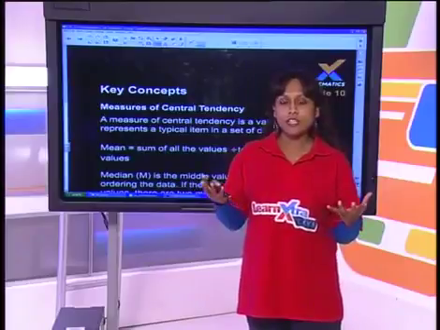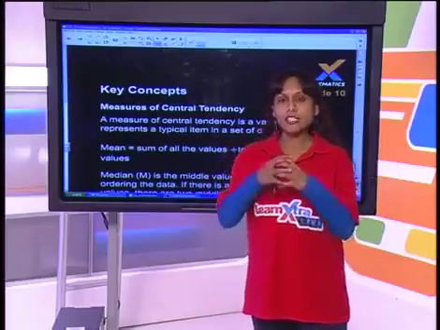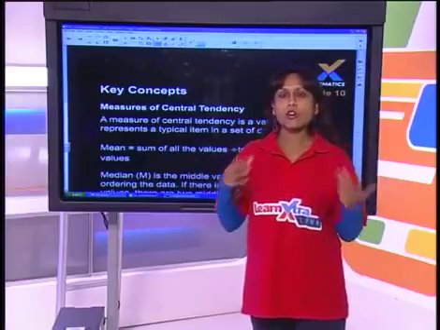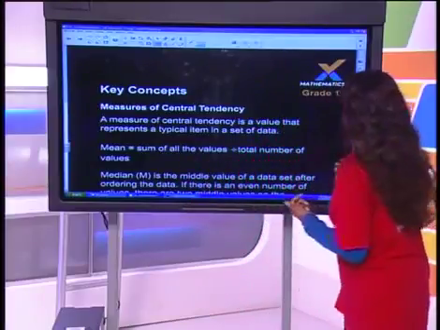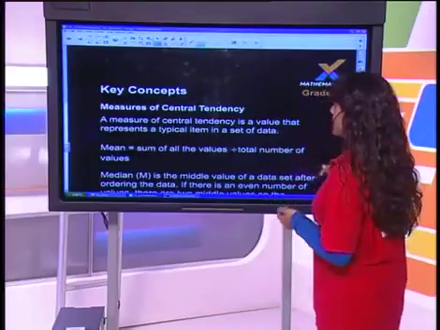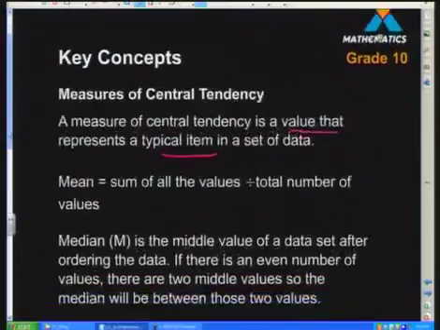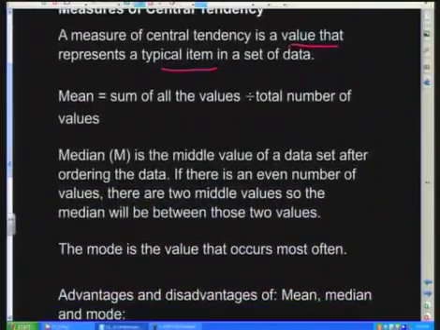So what is a measure of central tendency? Well, basically, it just tells you what a typical value in a set of data is going to be. Okay, so let's formalize our definition. A measure of central tendency is a value that represents a typical item in a set of data. All right, we have different measures of central tendency. The first one we'll look at is a mean. And a mean, another word we use for mean is average.